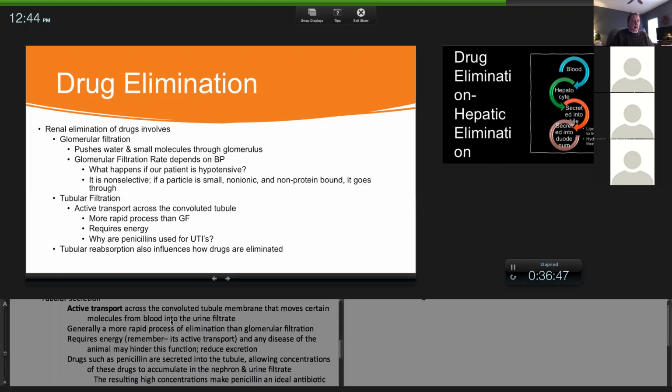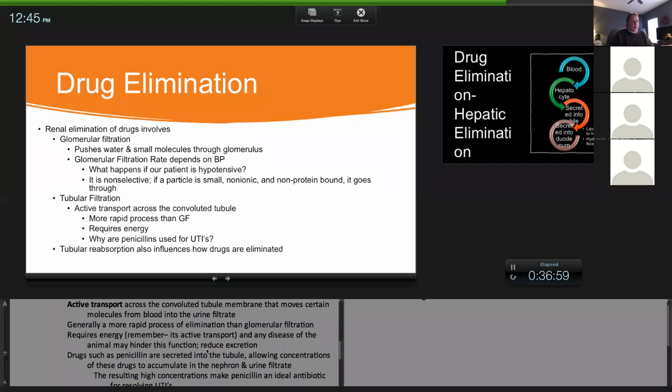So again, this is something that does require energy, because something needs to actively move from the tubular filtrate back into the capillary. So any disease where they have a lack of energy or that can affect that process, if they have lack of glucose, that's a body condition to think about.